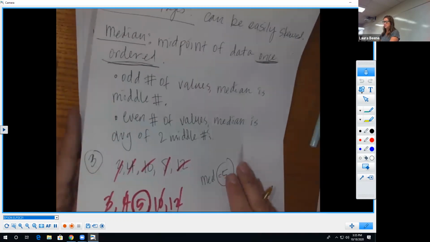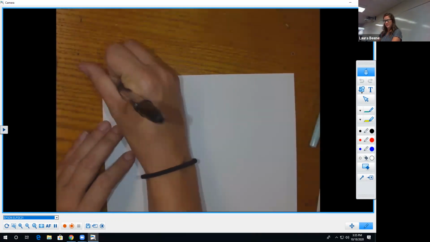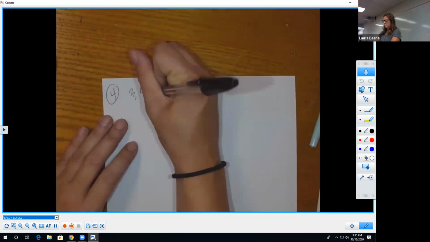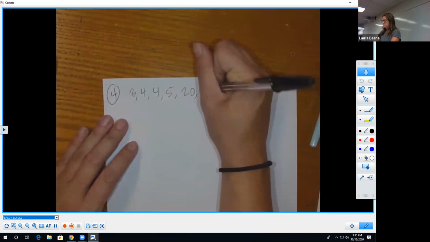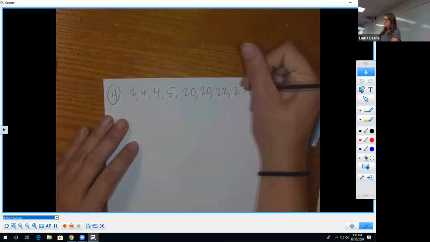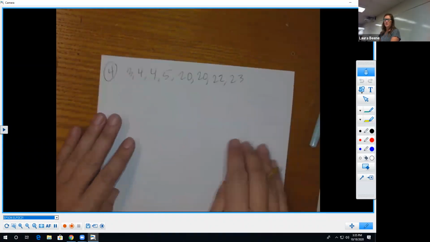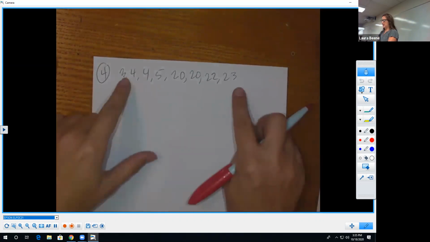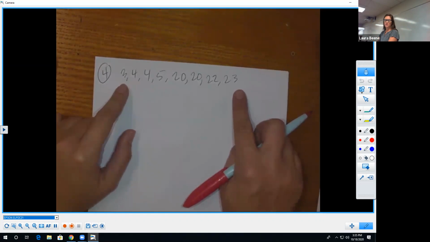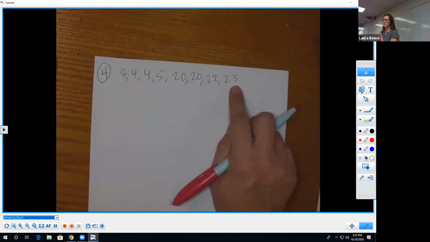Okay, let's do another one like that. Number 4, if I have the set of data 3, 4, 4, 5, 20, 20, 22, 23. 1, 2, 3, 4, 5, 6. Okay, so these are already in order. I gave them to you in order, so we do not need to put them in order. So to find the median number, we are finding the middle number here. There are 8 values here, so we're going to have to find the average of the two middle ones.